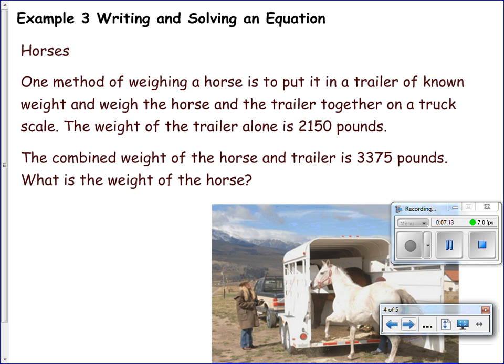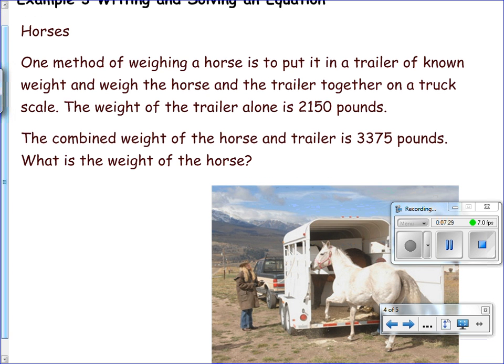Now in your examples, you're also going to be asked to write and solve an equation. You'll be given word problems, and they're going to ask you to write out an equation and then solve it. Horses is my example I've got for you today.